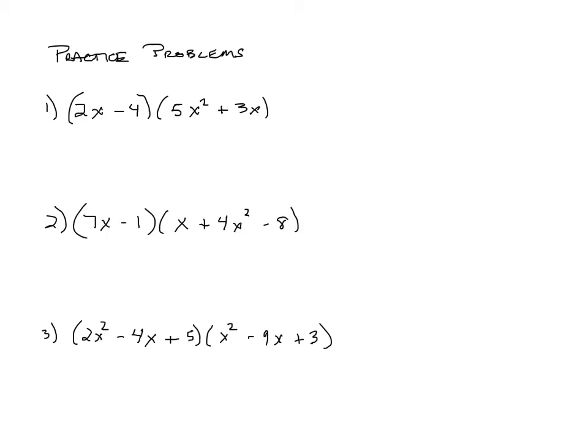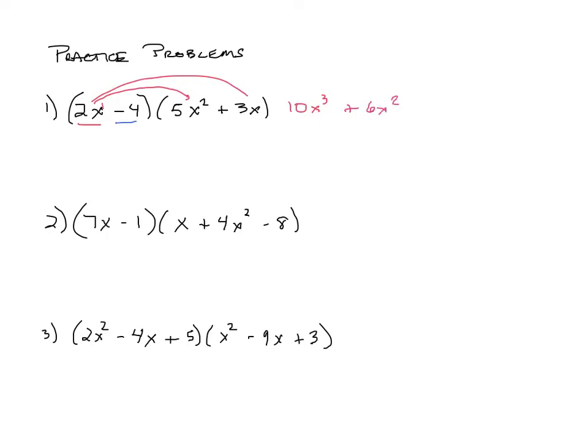The first one, we have a binomial times a binomial. We'll go ahead and distribute. We have 10x. Now, x times x squared, x is x to the first. We'll add those exponents, 10x cubed. And we'll do the second one. 2x times 3x is 6x squared.